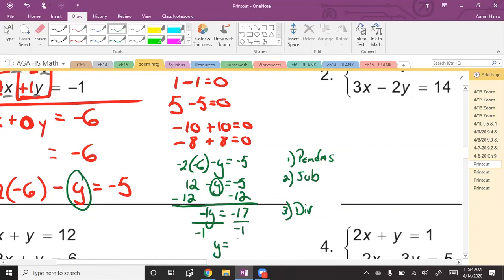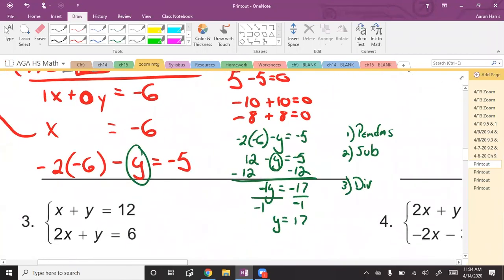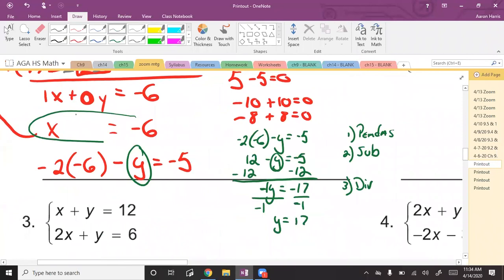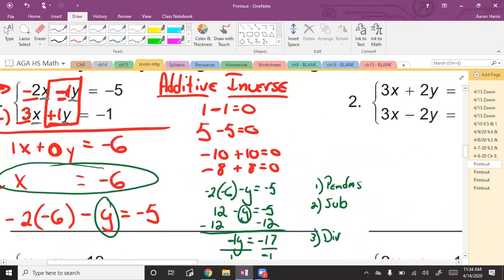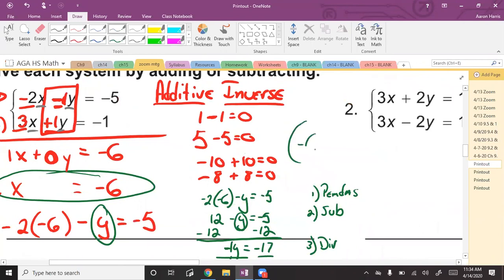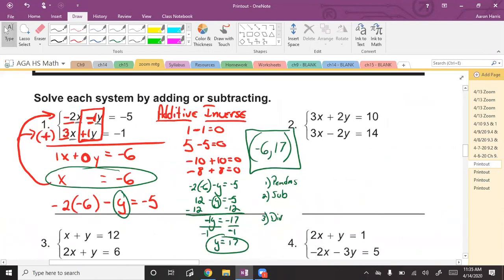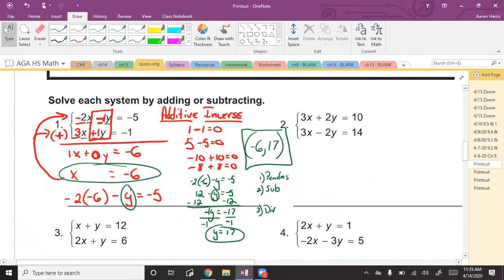Oh, wait. -1, 17. Good. So if x is -6, y is 17, what is my answer? My -6, comma, 17. And that's my answer. Okay, that was simple. Does that make sense, people?